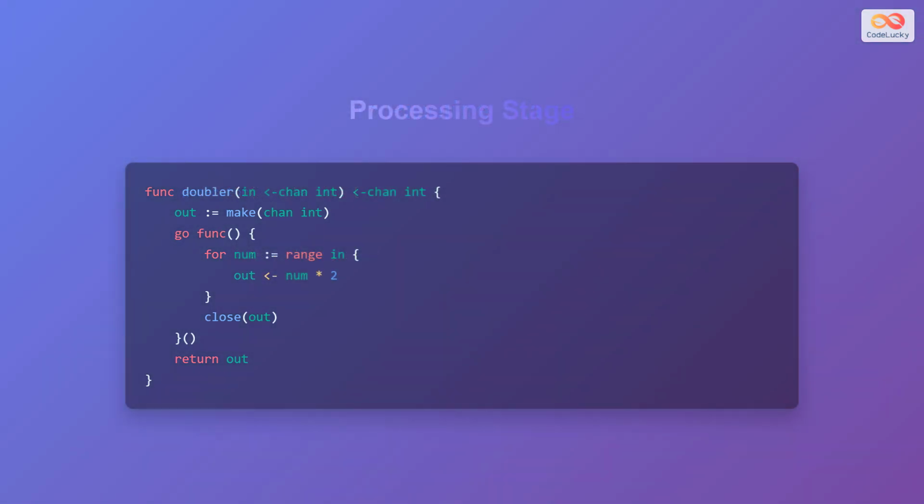This is a processing stage in the pipeline. It receives data from an input channel, performs an operation, and sends the result to an output channel. In this doubler function, data is received from the input channel. For each number received, it is multiplied by 2, and then the result is sent to the output channel. Finally, the output channel is closed.